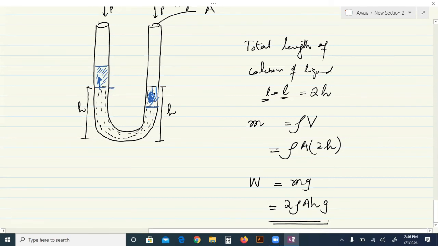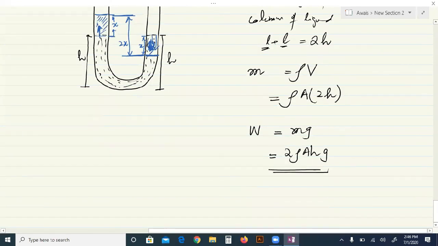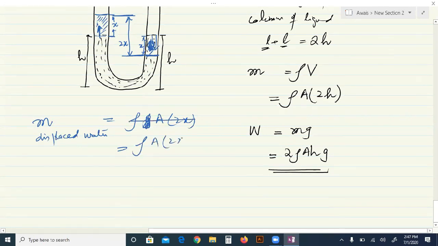If this level of the water rises by x, then this level of the water falls by the same height x. So what is the difference between the lower level and the upper level of the water from this to this? It becomes 2x. And this 2x height of water is known as displaced water, which is displaced from its level. So the mass of the displaced water is equal to rho A into 2x, sorry, this is not g, because it is density into volume. So it is density multiplied by area into 2x, just the mass.